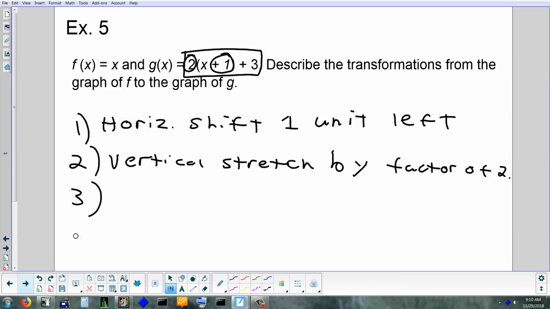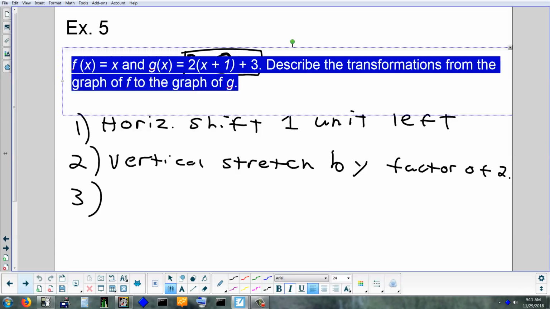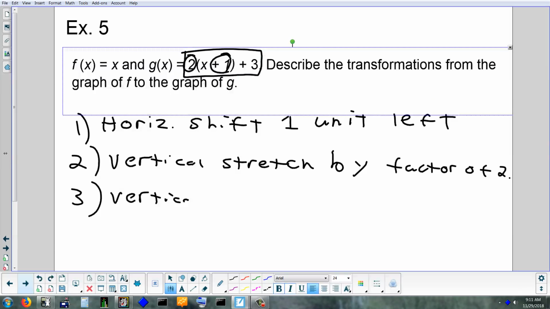What's the last thing I look for? Vertical shift. Do I have that? Yes, vertical shift is when you add on the outside of the parentheses. I see addition on the outside. So vertical shift, and then what's the +3? Or you could just say vertical move, shift, same thing. The plus is going to move it which way? Up. How many? There you go. So once you get used to what to look for, it gets a little faster.